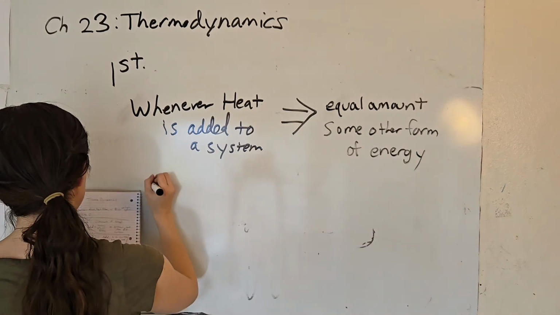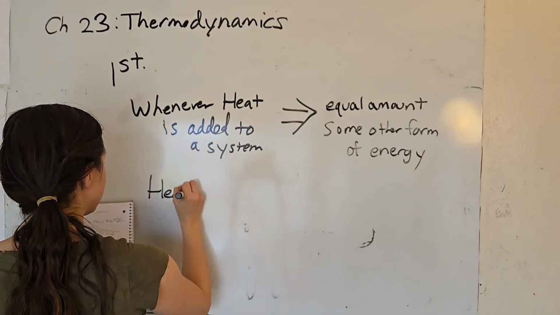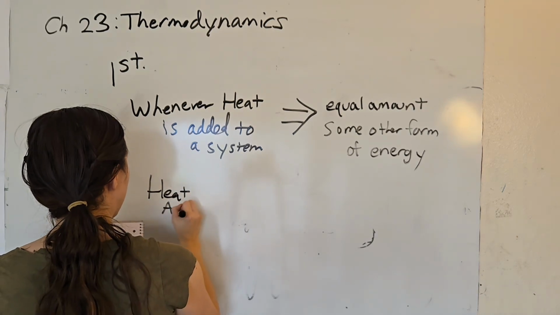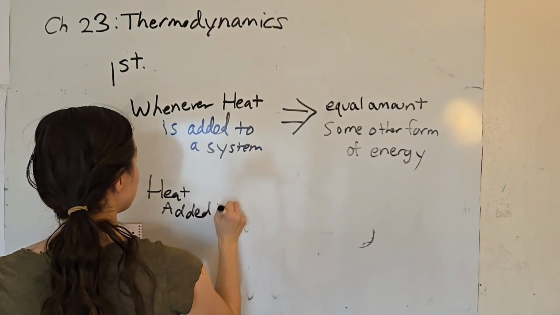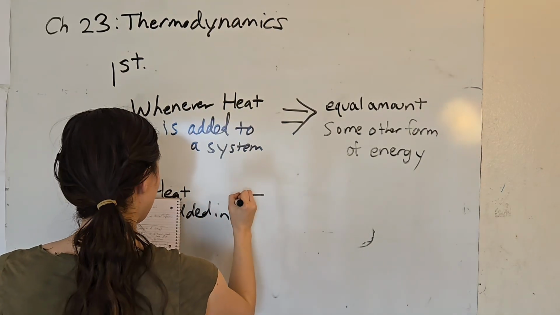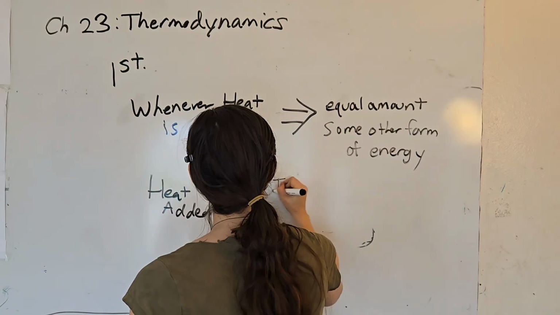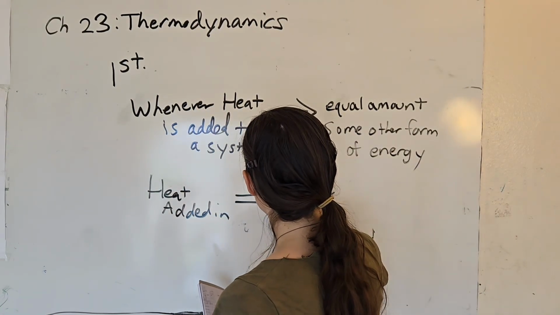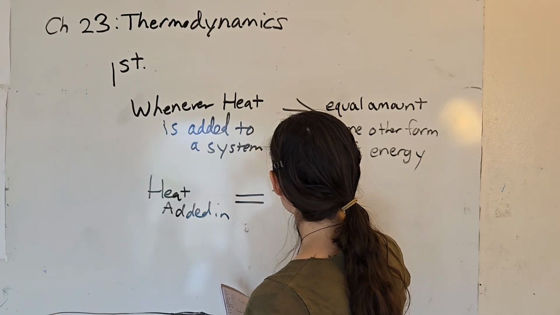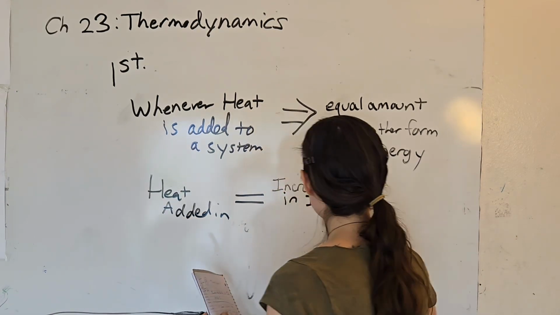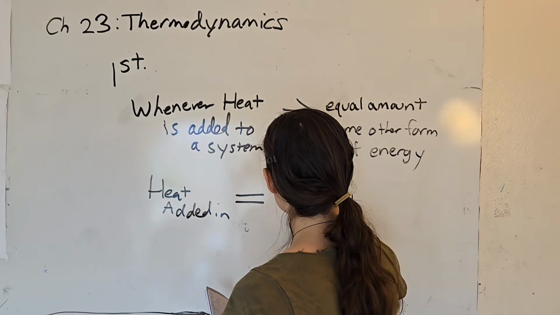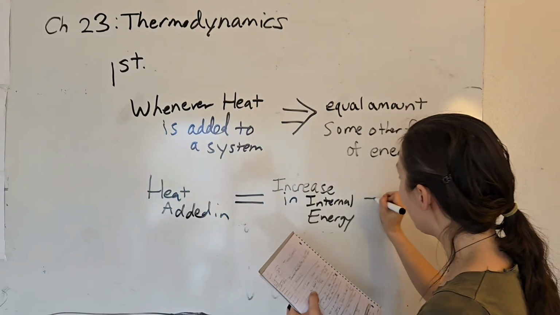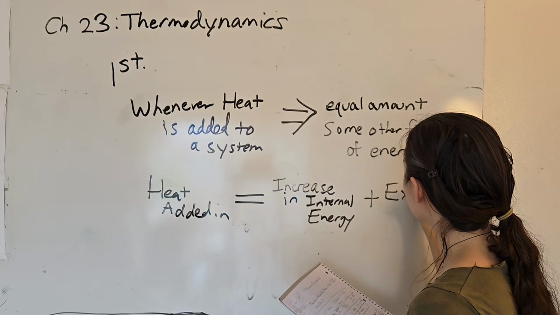Another way to state it is that the heat added in to a system, I'll just write heat added, this is the heat added in to this system, is the same as the increase in the internal energy. Internal energy, remember, that is thermal energy, molecular kinetic energy. We like to call it internal energy. The increase in the internal energy plus the external work done by the system.